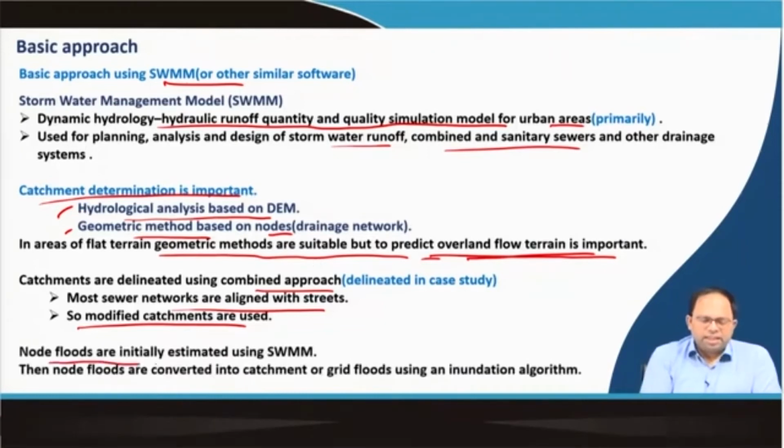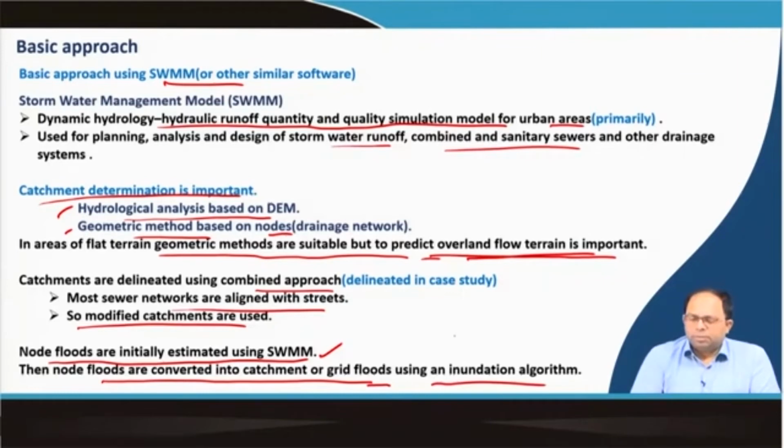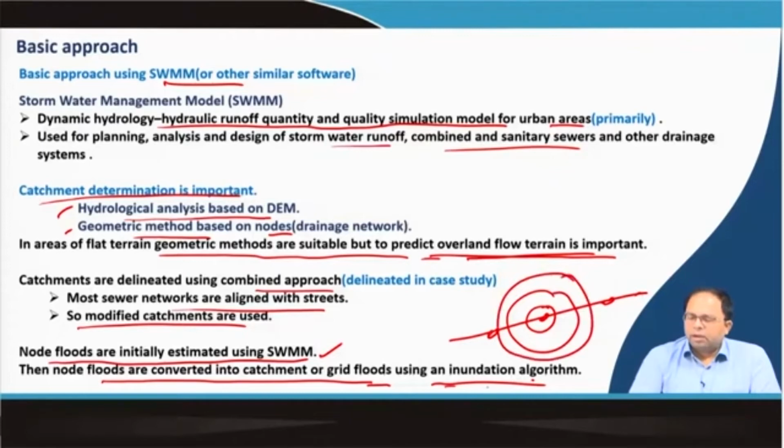So, node floods are initially estimated using SWMM. We have also learned how to determine node floods using SWMM, and then node floods are converted into catchment or grid floods using an inundation algorithm. So, suppose we have a sewer network with different nodes, we determine what the flooding is at a particular node, then we determine the inundation, that is the spread of flooding, using some algorithm. That means node floods are converted into catchment or grid floods. So, this node flood point, we now transfer to how much it will spread in a particular area.